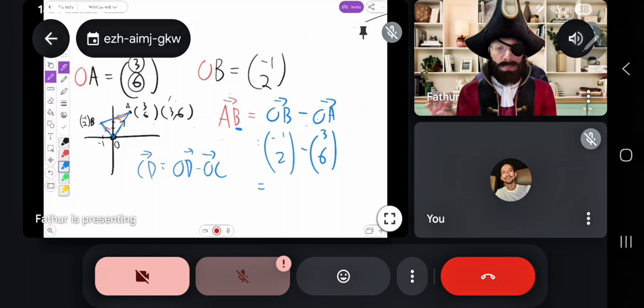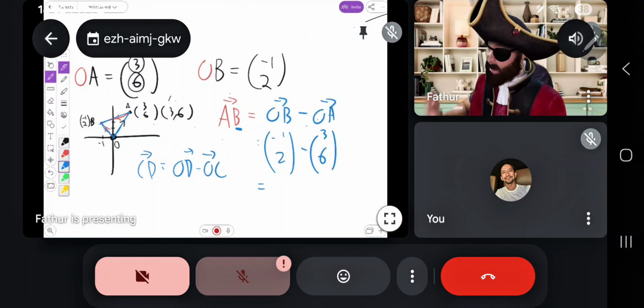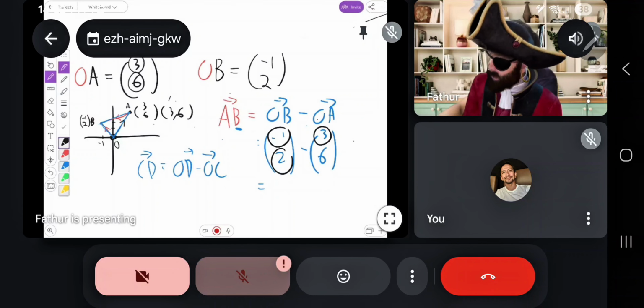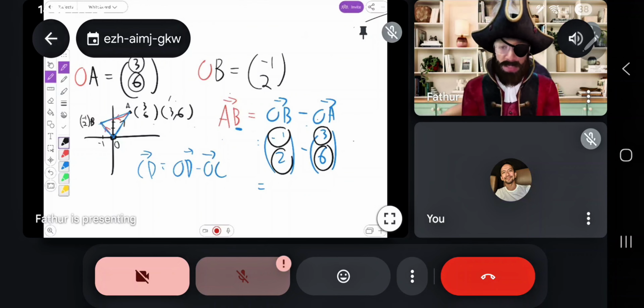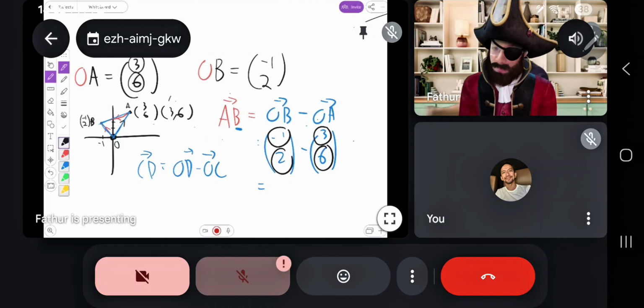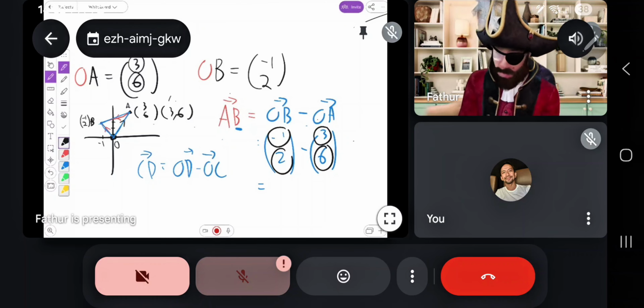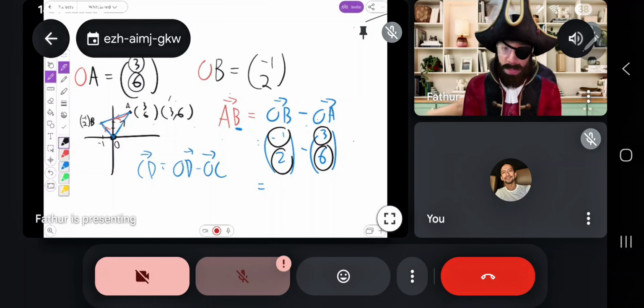When it comes to adding or subtracting vectors, it is very straightforward. Just take top minus top, bottom minus bottom. See, simple, right? The same thing goes for plus as well. Top plus top, bottom plus bottom. X-axis plus x-axis, y-axis plus y-axis. Very simple. I'm pretty sure it is, right?